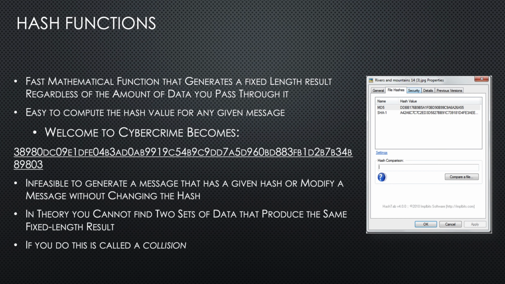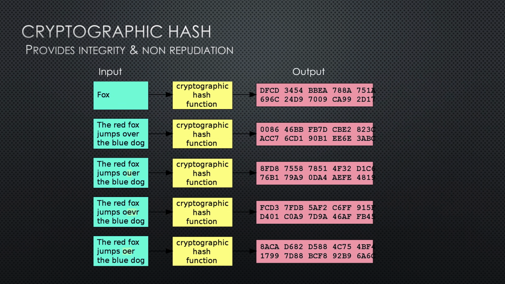Now, I also mentioned another type of function. This is called a hash function. And a hash function you can see here is basically a very fast one-way mathematical function that generates a fixed length result, and this regardless of the amount of data that you pass through it. So when we communicate with each other, you compare, or I would compare your hash with my hash, and if they are the same, we know that they are authentic and they've not been manipulated. Okay? Now, this is the easiest way to describe it.